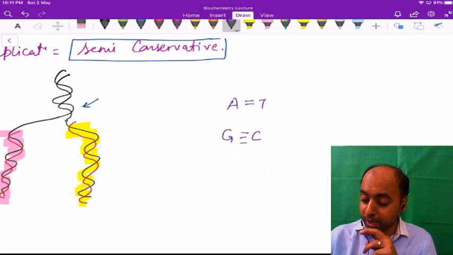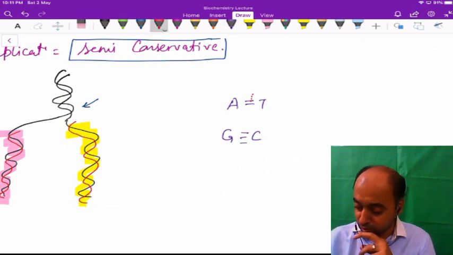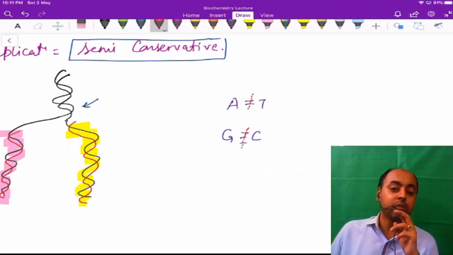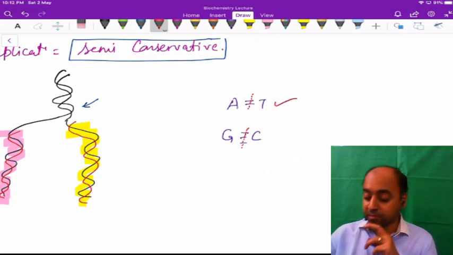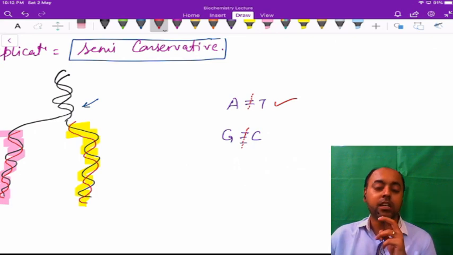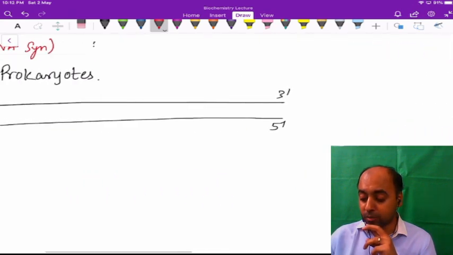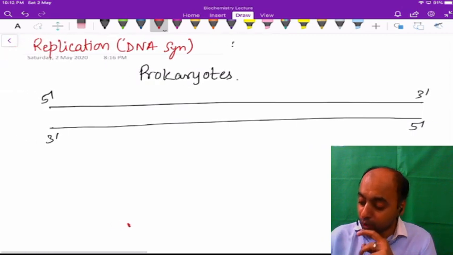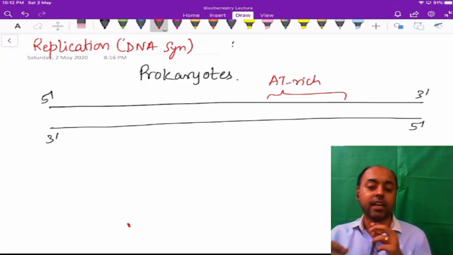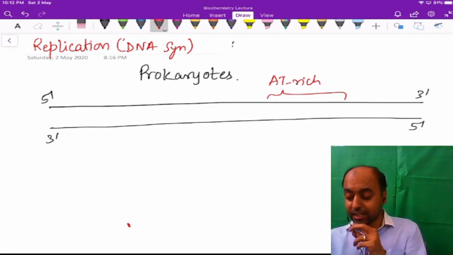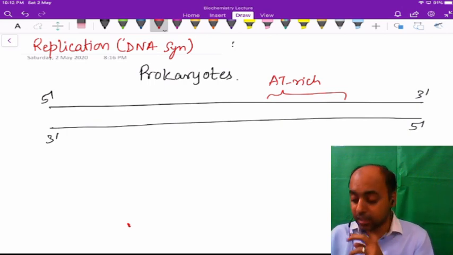And if you want to break the bonds, which one is easier to break? Is it easier to break 2 hydrogen bonds or is it easier to break 3 hydrogen bonds? Obviously, it is easier to break 2 hydrogen bonds, and this is what is used in the process of replication. When we want to separate the two strands of DNA, we look for an area which is AT rich.